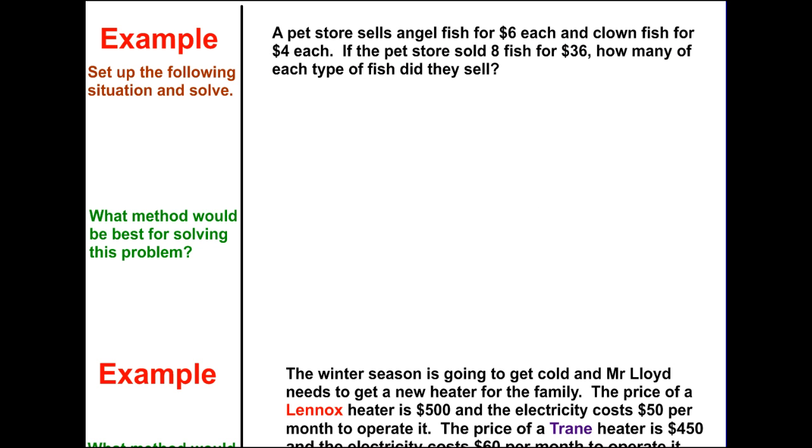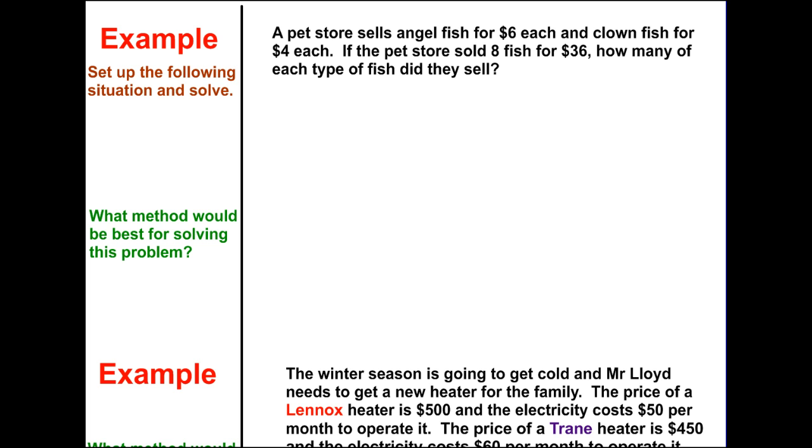All right, now let's try a couple word problems. Everybody's favorite things to do, right? All right, so a pet store sells angelfish for $6 each and clownfish for $4 each. If the pet store sold 8 fish for $36, how many of each type of fish did they sell?